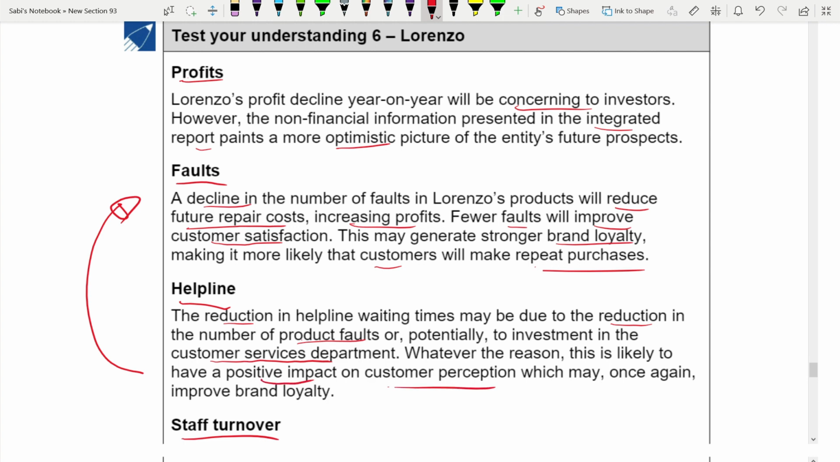Everything, try to link with the customer, because ultimately through customers only you will get the profit. Even in your exam, try to link anything with customer satisfaction. So this is likely to have a positive impact on customer perception. Once again, improve brand loyalty. Try to stick with one thing. If you're saying one thing in the first point, try to repeat it in the other points also. Like if you see here, the first point says brand loyalty, the second also says brand loyalty, the third also, so make sure it sticks to that. It makes your answer stronger.